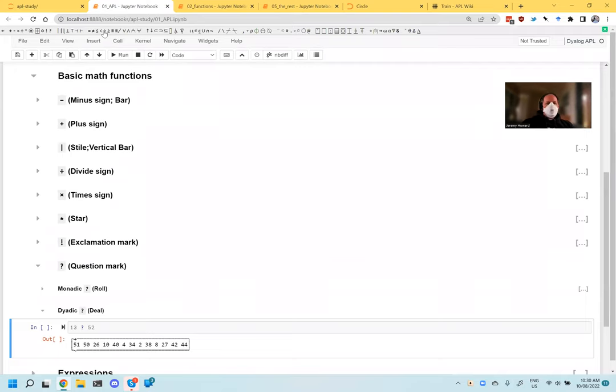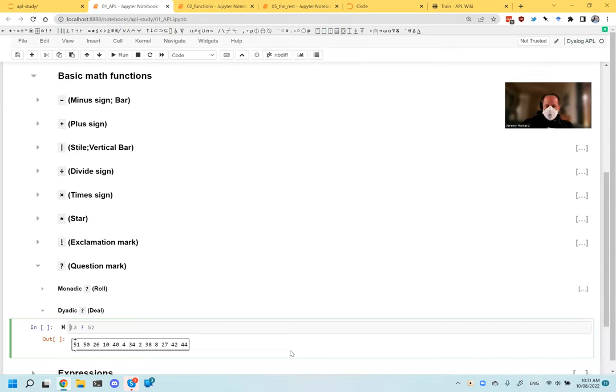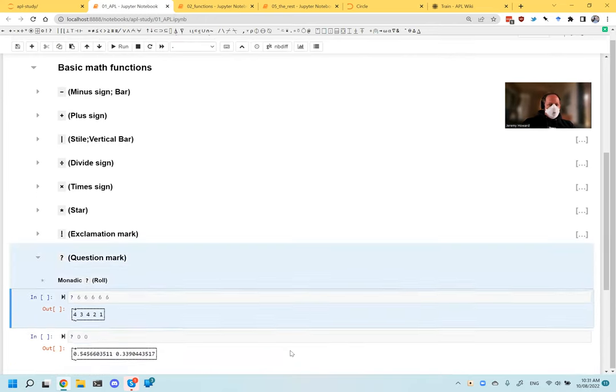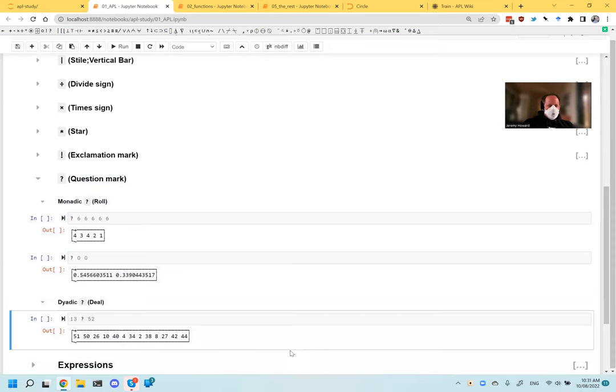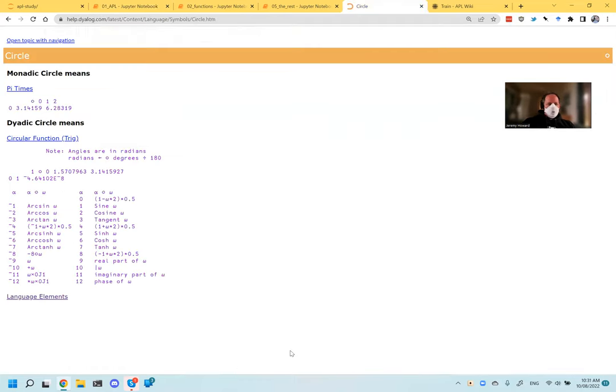Hey, I just remembered I've actually installed the APL keyboard. I don't need this thing anymore. Oh, I guess it's useful to see what button to press anyway. Okay. So it's O. So I can just press Alt O. Oh, maybe I need to do this. Alt O. There we go. Cool. Alt O, which I guess is just called circle.